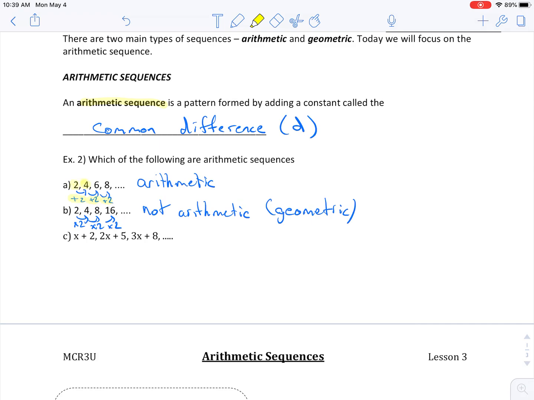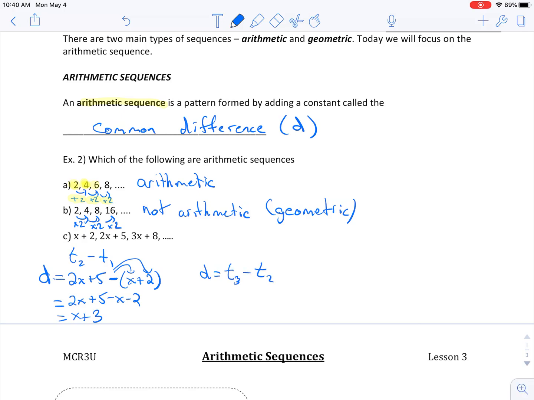And when it's not obvious, what you can do is, if you think of the first one we looked at here, all we did to get this common difference was take consecutive terms and subtract them. So like 6 minus 4 equals 2, 4 minus 2 equals 2. So in this case, if I take t2 minus t1, so let's try that. So t2 is 2x plus 5 minus all of term 1. What I'm looking for is what the common difference is, d. So if I do that, I subtract this, so I get 2x plus 5 minus x minus 2, which becomes 2x minus x is x, 5 minus 2 is 3.